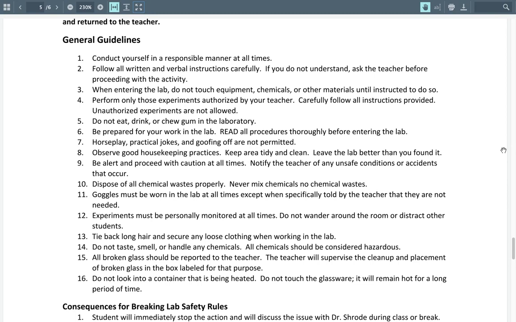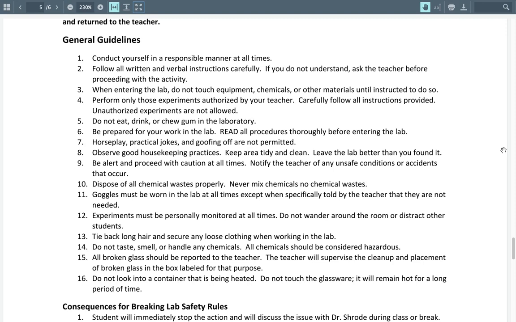Number 14, this is extremely important. Do not taste, smell, or handle any chemicals. All chemicals should be considered hazardous. So a lot of chemicals that you're going to be getting in your lab boxes are things that you might find in your house, like water or vinegar or rubbing alcohol. These do not need to be consumed. All right, even though you have them at your house, that doesn't mean that they're safe for you to consume while you're doing your lab experiments.